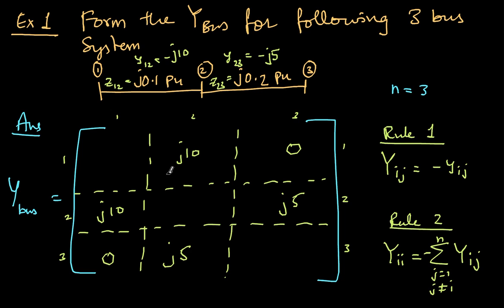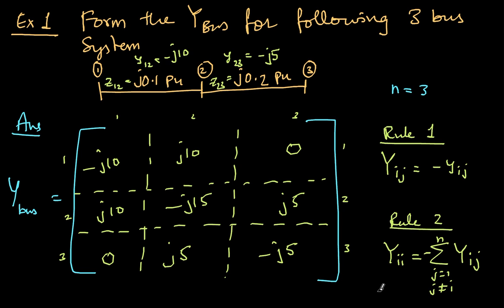Now coming to the diagonal elements, just add these two. j10 plus 0 is j10, and then put a minus sign, so minus j10. Similarly, add these two: j10 plus j5 is j15, so with the minus sign, minus j15. And finally add these two, so it will be minus j5. So that's it. This is the Ybus for this particular small system. Very easy, you can just look at it and write it.